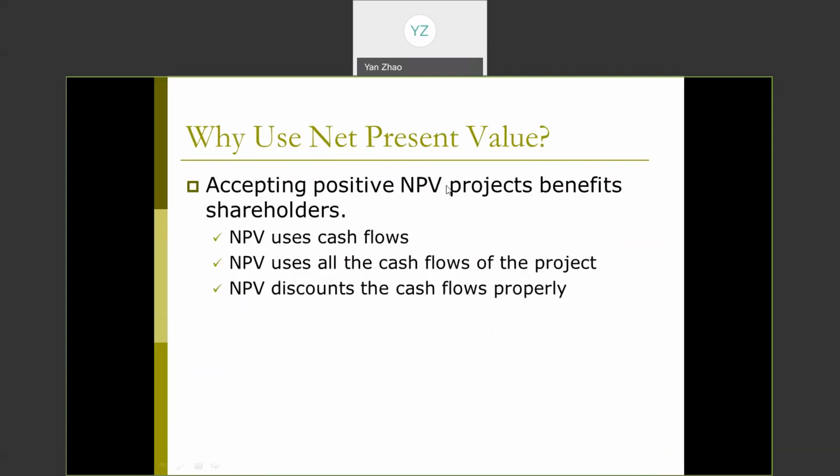So why should we use net present value? Because we should accept all positive net present value projects because they will benefit shareholders. Because the net present value uses all the cash flows and discounts them properly. So if the net present value is a positive number, it means the project will bring positive profits to the shareholders and you should do the project.